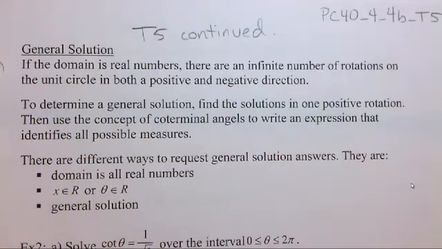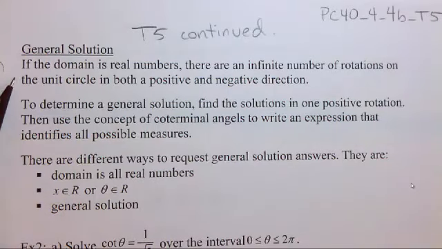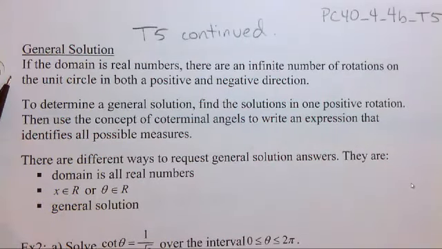Okay, so the general solution is referring to overall real numbers. If the domain is real numbers, there is an infinite number of rotations on the unit circle in both a positive and a negative direction. So in order to determine a general solution, we need to find the solutions in one positive rotation first. Then we use the concept of coterminal angles to write an expression that identifies all possible measures. So it's as if we just keep going round and round in circles.